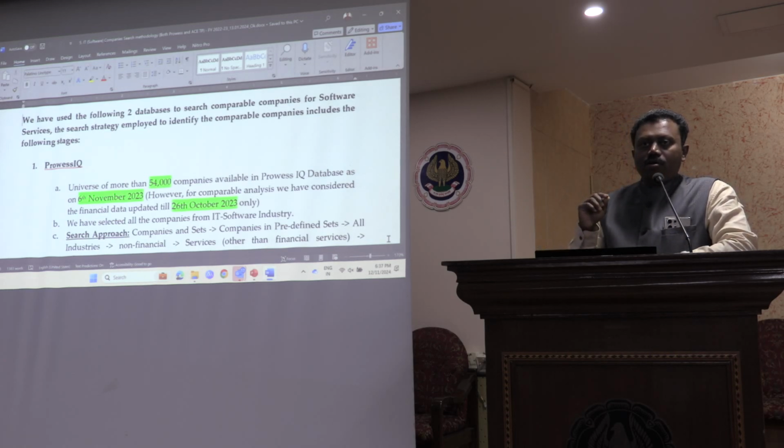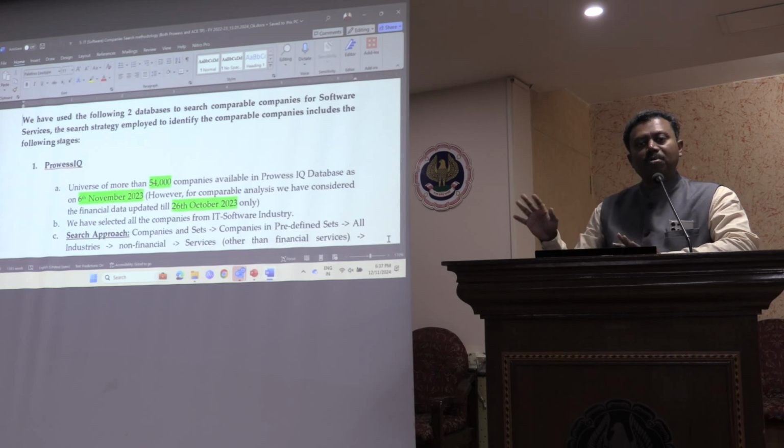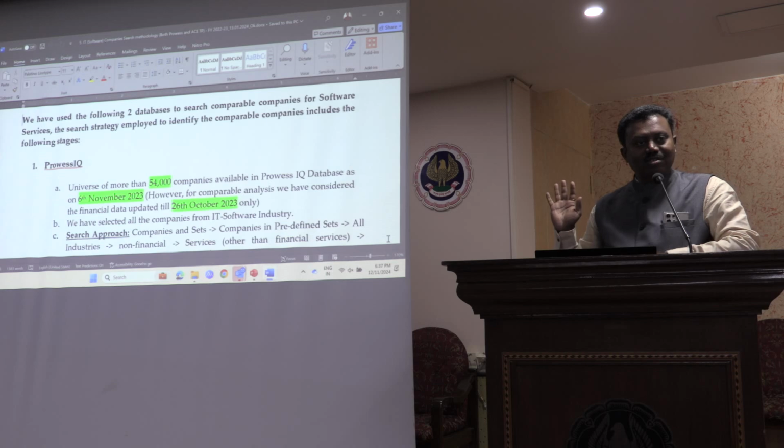If you look at the strength of this database, Prowess IQ, it has a universe of more than 54,000 companies available in the Prowess IQ database as on 6th November 23. I have not taken the current database and given you the TP document right now because I have not completed any TP document as of today. It is in the WIP, so I thought I will not show you any WIP, finished product only.